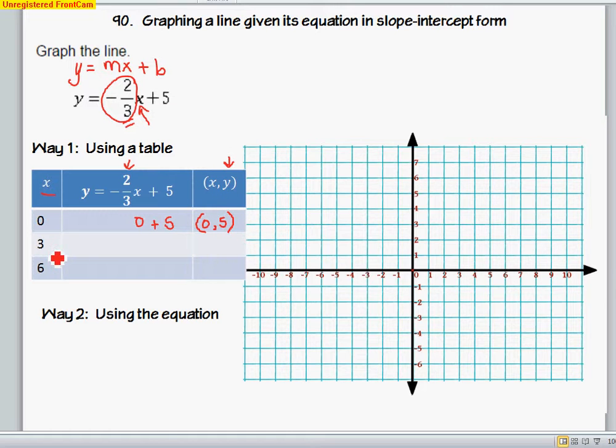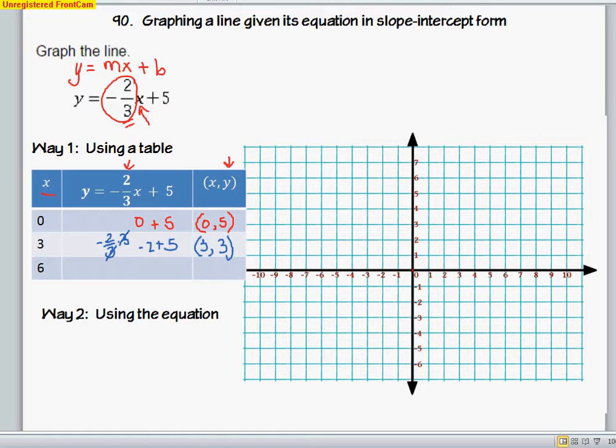All right, let's do the next one, 3. I'm going to plug this number in. So I now have negative 2 thirds times 3 and then plus 5. Well, this is why I chose 3. Look how easy this is. Those 3's cancel, so I'm left with negative 2 plus 5. So my coordinate would be 3, comma 3. Negative 2 plus 5 is 3.